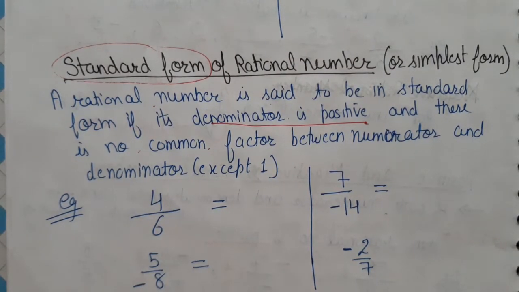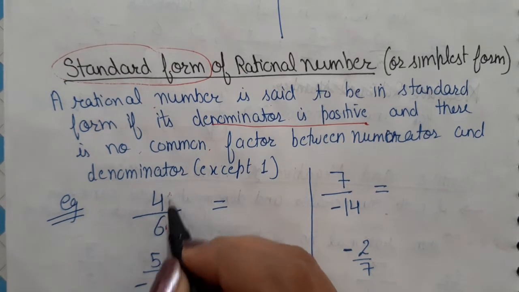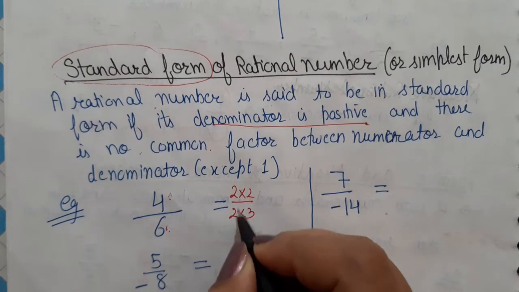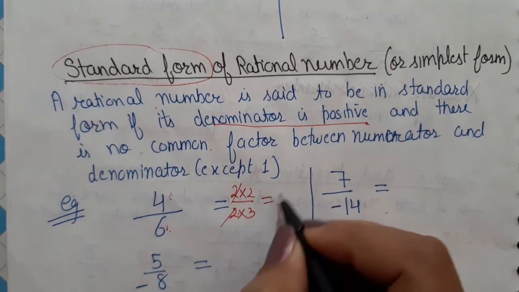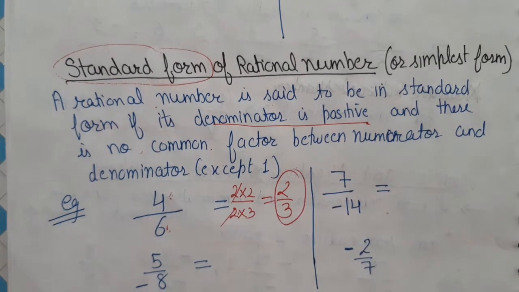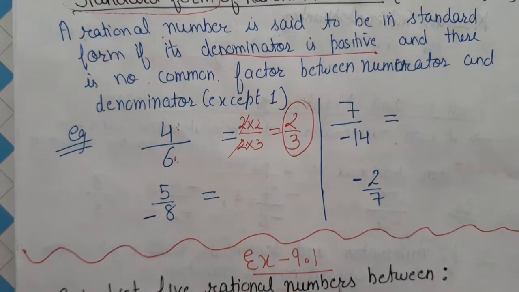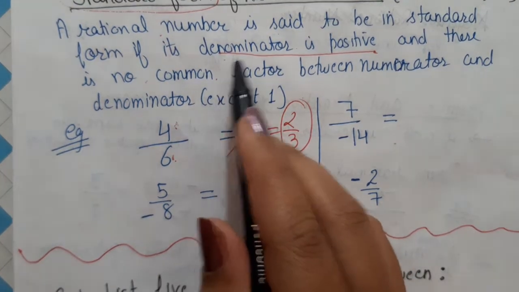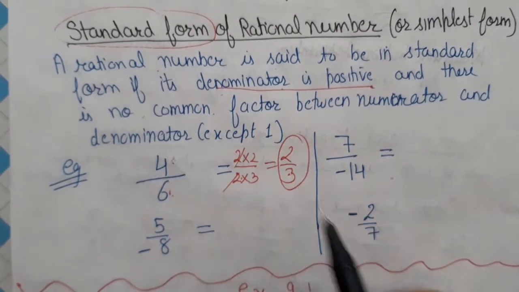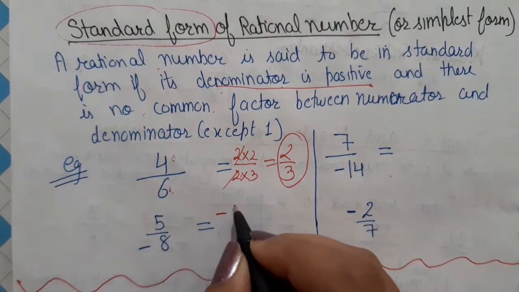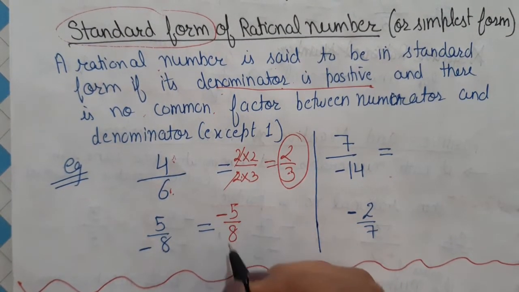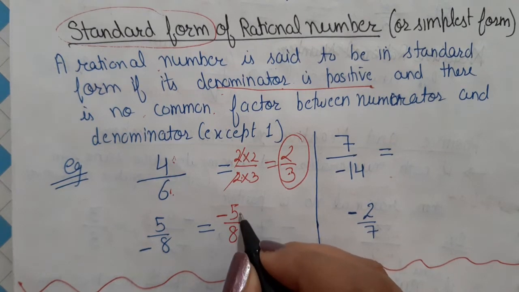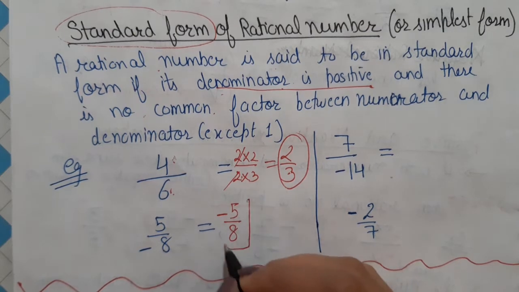Here we can clearly see that 2 is the common factor in both. 2 twos are 4 and 2 threes are 6. So if I cancel it, I get 2 upon 3. So this is the standard form. And again, 5 upon minus 8 is given. Denominator must be positive in the standard form, so make it positive. You can take the negative sign on the top, minus 5 upon 8. And there is no common factor between them except 1. So this is your required standard form.